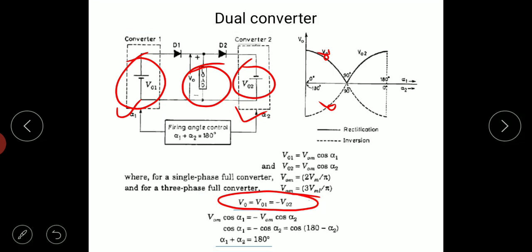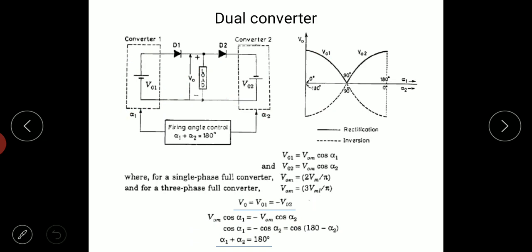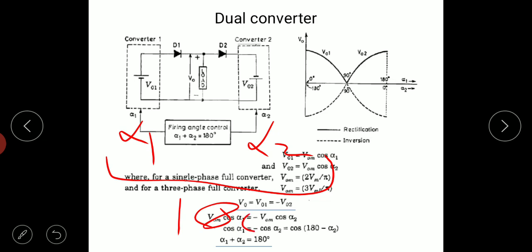V naught 1 is V naught M cos alpha 1 and V naught 2 is V naught M cos alpha 2. V naught M is same in both the cases. We have assumed that the magnitude is same in both the cases. Now, if we simplify this, we will get alpha 1 plus alpha 2 is equal to 180 degrees. This is the condition required for both converters to operate parallelly. Alpha 1 and alpha 2 must have summation of 180 degrees.